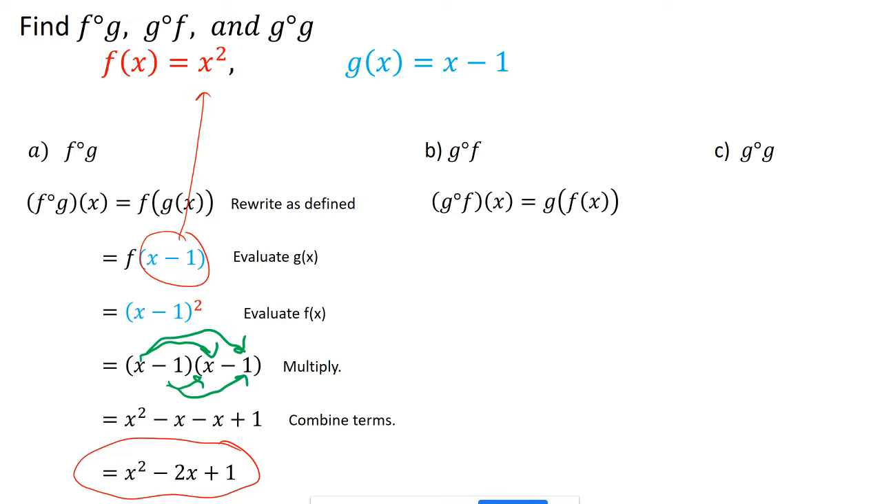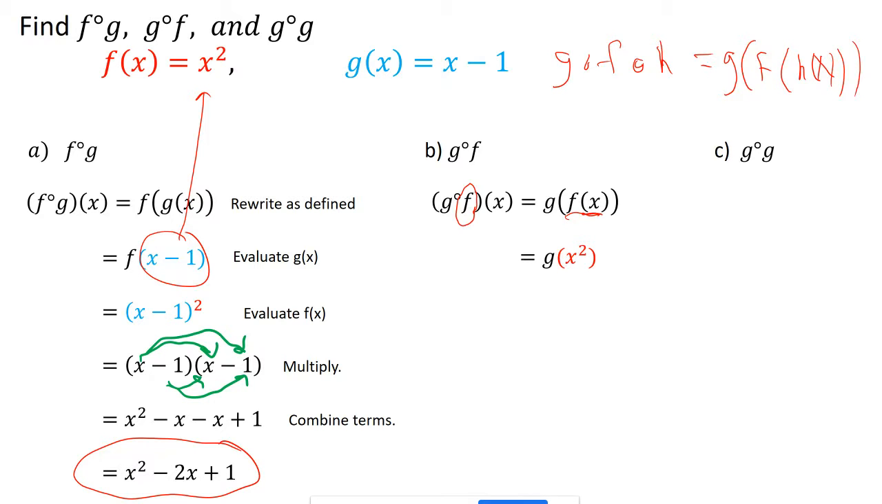So here I have g composed of f of x. How do I know which function goes inside? It's always going to be the second function. So if you had like g of f of h, then you would have g of f, and then h would be the first one in the parentheses. Okay, so the one furthest to the right always goes inside first.